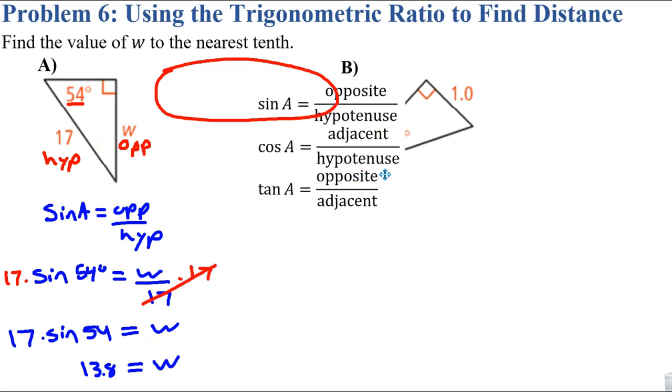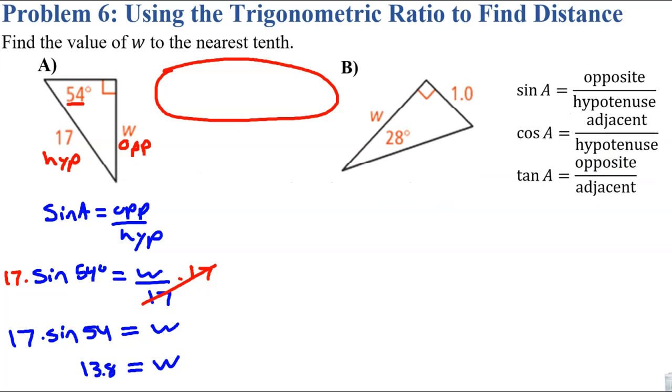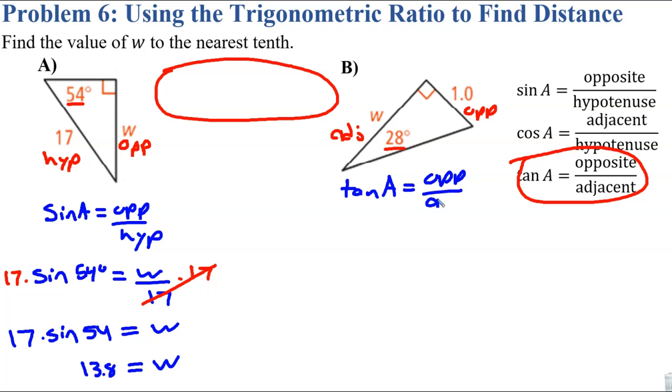All right, let's walk through one more of these here. Okay, again, first step's going to be to identify the sides we're dealing with based on this angle we're given. Okay, the 1 is my opposite to my 28 degrees. W is the adjacent. Okay, and then the hypotenuse is the one I don't care about for this one. So we're dealing with opposite, adjacent. That is the tangent ratio here. Okay, tangent of the angle is equal to the opposite over the adjacent.